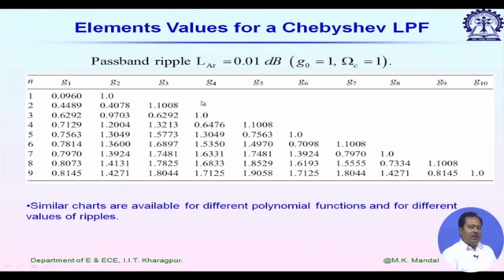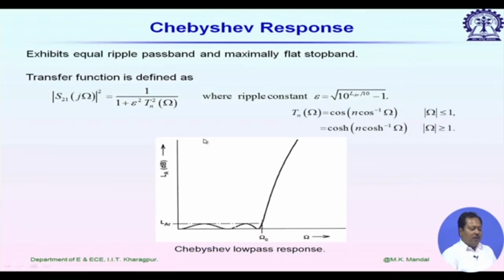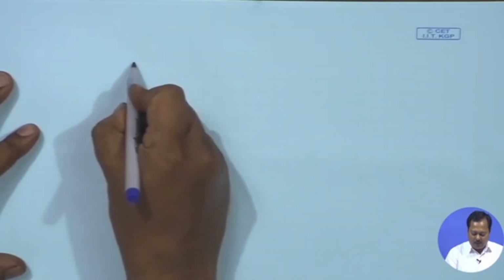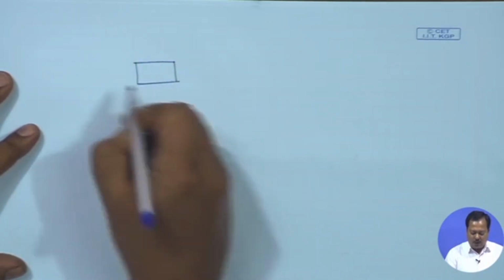We have different tables available for these G values for different specified LAR for different types of polynomials. Here, for example, we are showing the element values for a Chebyshev low pass filter, where it is considered that LAR equals 0.01 dB. Okay, so let me discuss one point, how to define this LAR. Better, let me draw it. So, let us say we have a two port network.